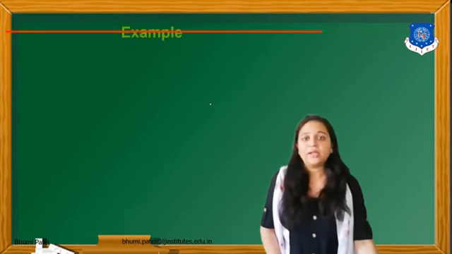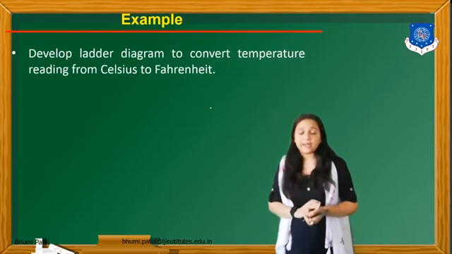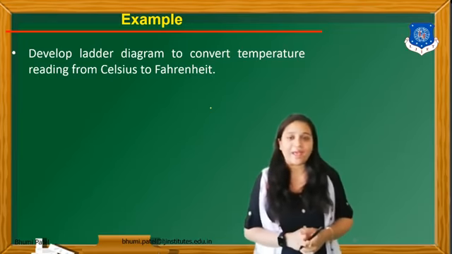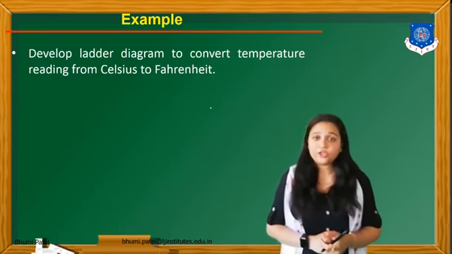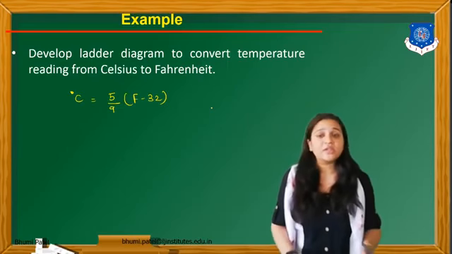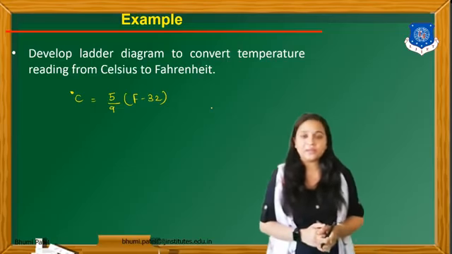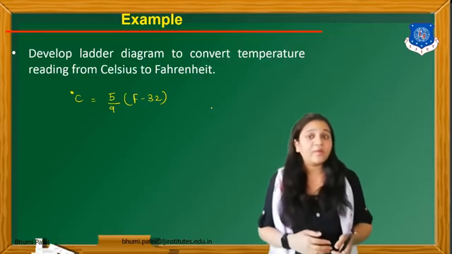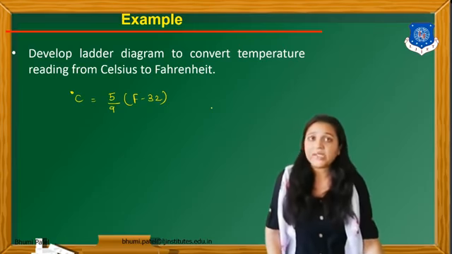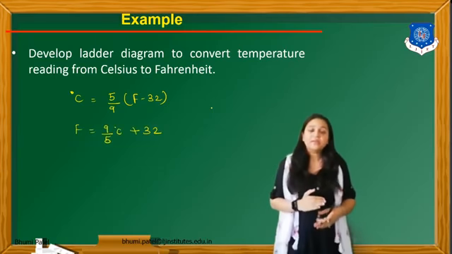Okay, now the next is an example. We have to develop a ladder logic diagram to convert the temperature reading from Celsius to Fahrenheit. First of all, what is the equation for Celsius to Fahrenheit? The equation is Celsius equals 5 by 9 times (F minus 32). Now we have to convert this reading from Celsius to Fahrenheit, so first we write the equation for Fahrenheit. So F is equal to 9 by 5 Celsius plus 32.